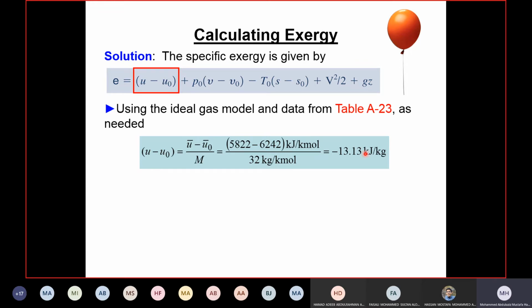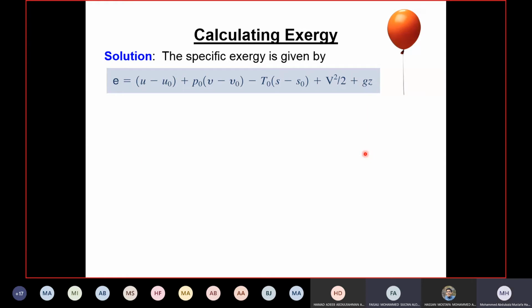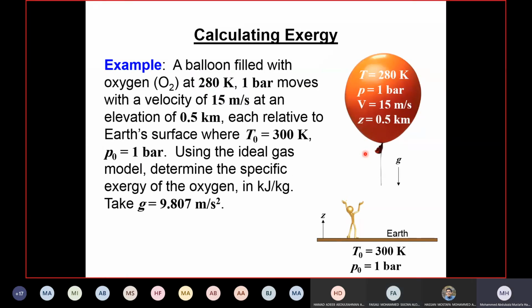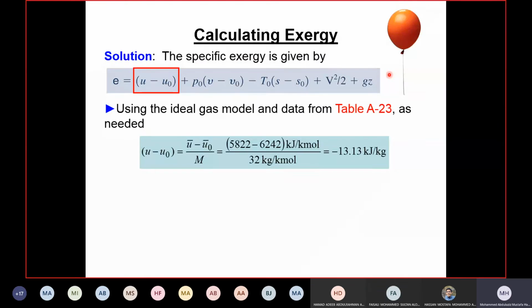Can anyone explain why this term is negative here? Yes, please go ahead. Because the first state's temperature is less than the temperature of the dead state. Very good. Thank you very much. Always give your name. Faisal. Okay, Faisal. Now, because 280 is less, this term will be negative here, because it is less than the atmosphere.